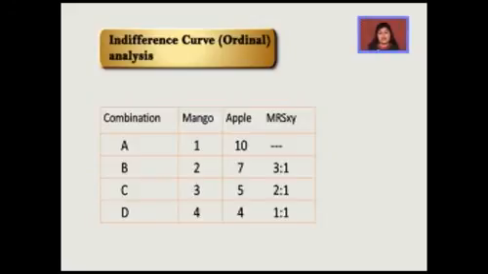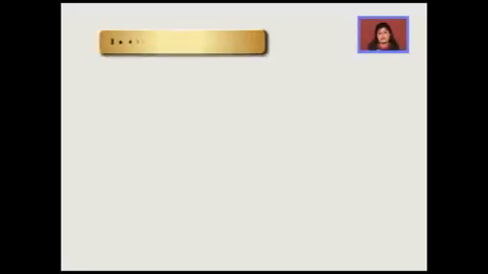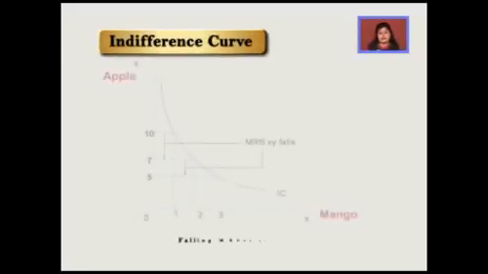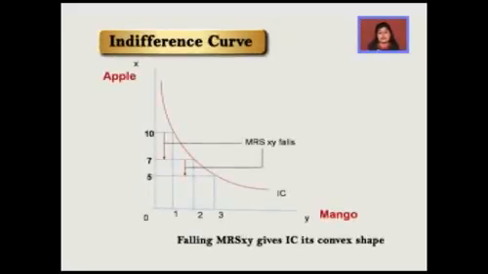So the thing is that as we want more of Y commodity, we will be dropping lesser and lesser of X commodity. Because as we have more of Y, our attraction towards Y will diminish, and as we have less of X, our urge to leave it will go away, and we don't want to part with more of it now. And because of this falling marginal rate of substitution, the indifference curve gets its convex shape.